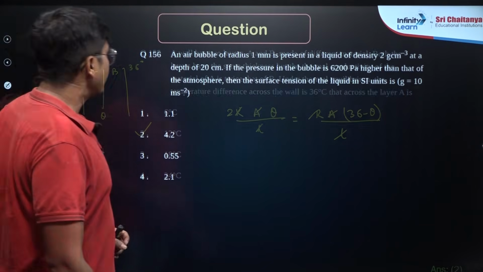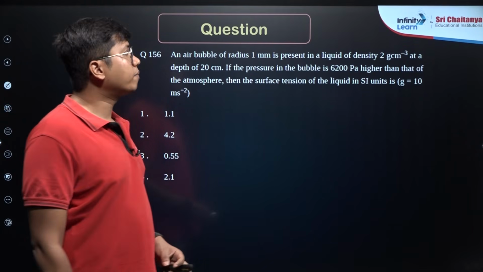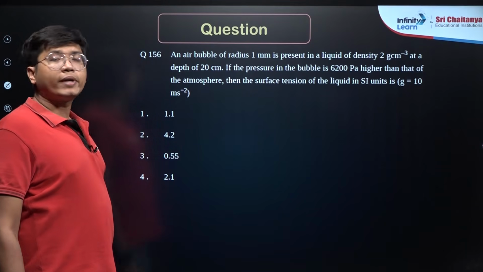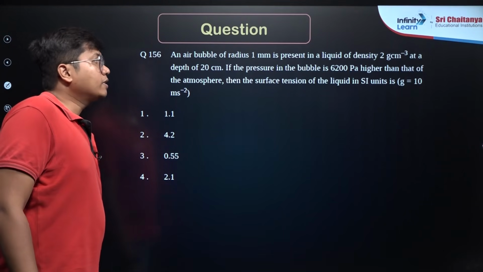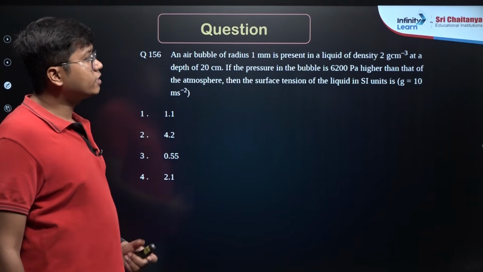Option 2. Next, an air bubble of radius 1 millimeter is present in a liquid of density 2 gram per centimeter cube at a depth of 20 centimeter. Pressure of the bubble is 6200 pascals greater than that of the atmosphere. Then the surface tension is how much?